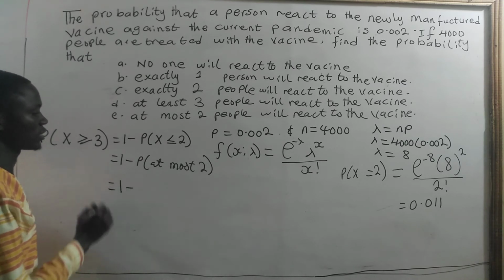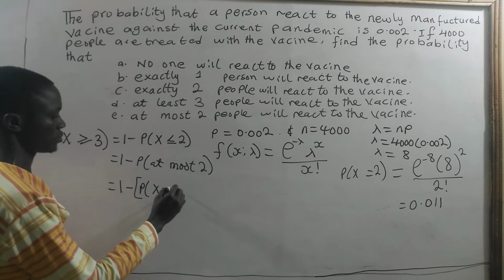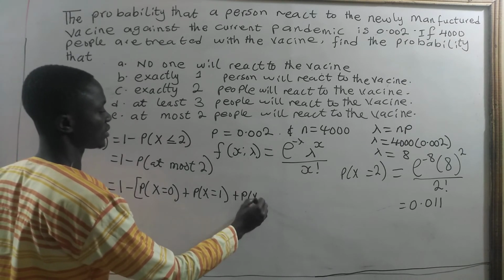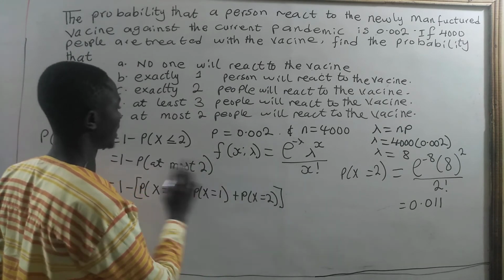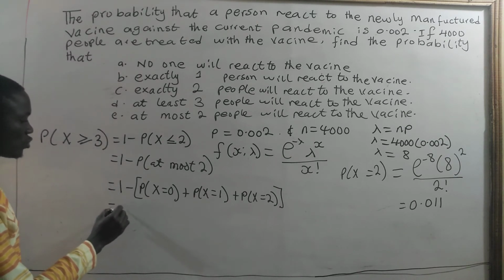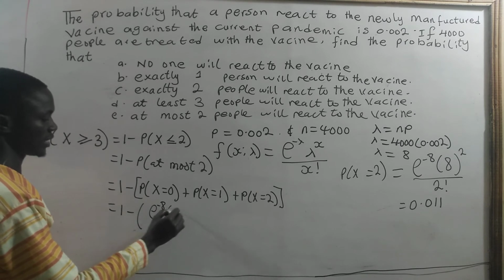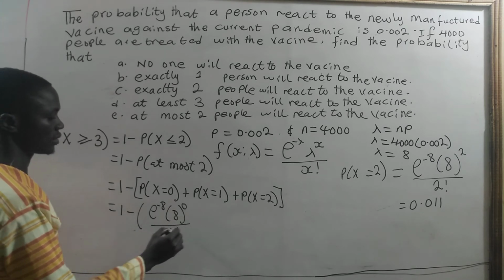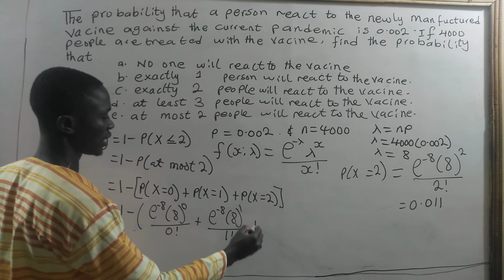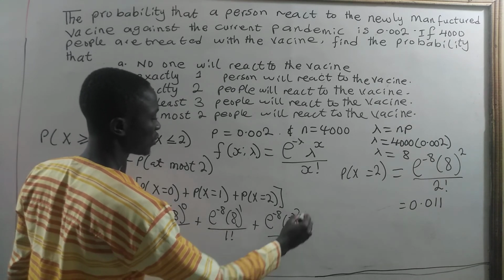So this will give us 1 minus the probability of x equal to 0 plus the probability of x equal to 1 plus the probability of x equal to 2. And we've done these probabilities already. That's why I was saying that I shouldn't have cleaned them. So this is equal to 1 minus, this one is e to the power negative 8, 8 to the power 0, all divided by 0 factorial, plus e to the power negative 8, 8 to the power 1, all divided by 1 factorial, plus e to the power negative 8 times 8 squared, all divided by 2 factorial.